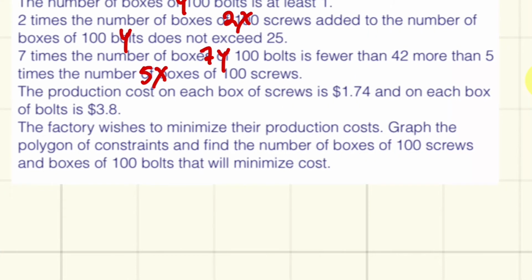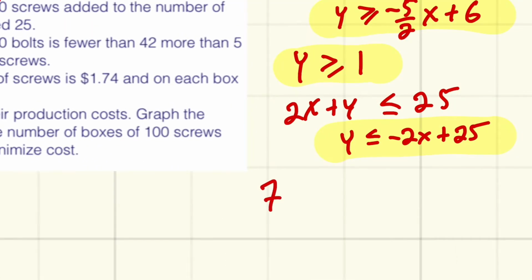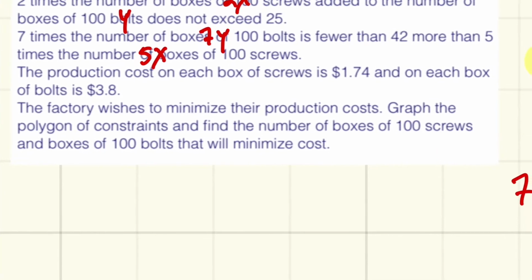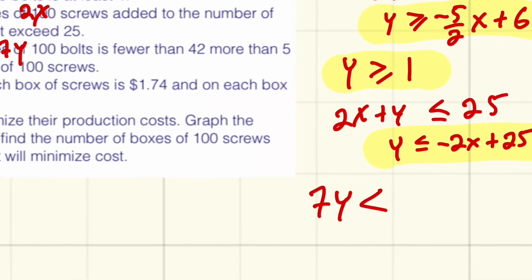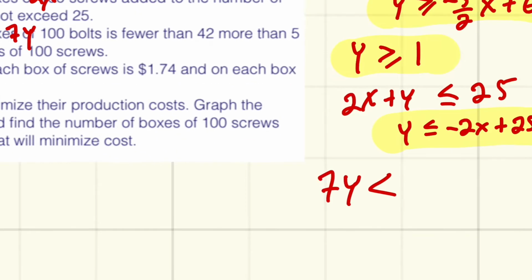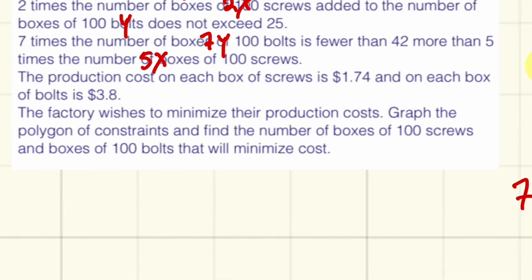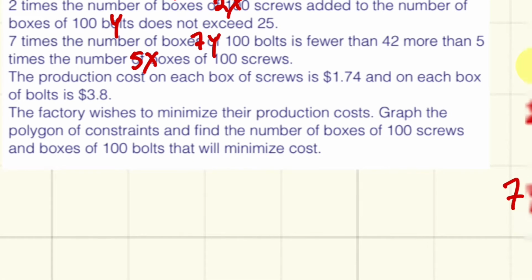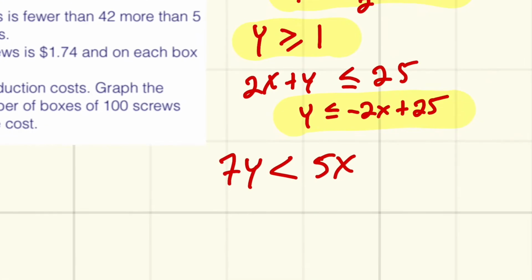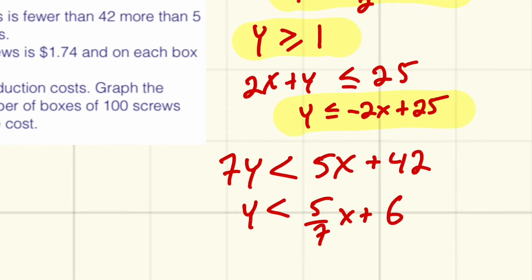We had 7y is fewer than 42 more than 5 times the number of boxes of 100 screws. 42 more than 5 times the number of screws, so 5x plus 42. I want to get that y alone, and the 7 is multiplying it, so I'm going to divide every term by 7. That gives us y is less than 5/7 x plus 42 divided by 7 is 6. And there is our graphable.